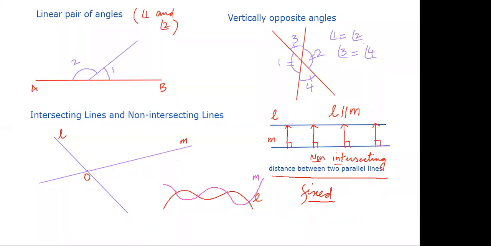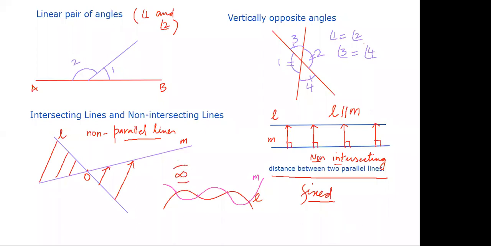Worth mentioning here is the intersecting lines. Interestingly, you can see these are non-parallel lines. Why? Because there is no fixed distance between these lines. You see, here the distance is more, the distance is decreasing. Here the distance between two lines becomes 0, and the distance is further increasing, and finally it becomes infinity.